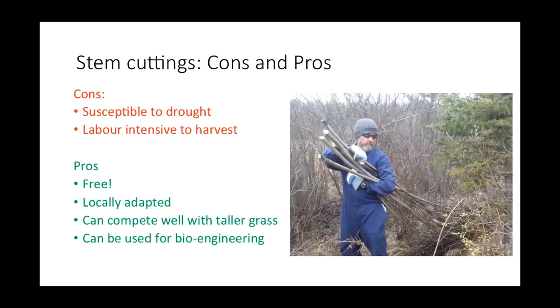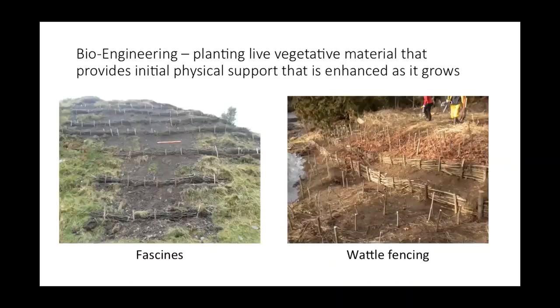They can compete well with taller grass because they're taller than maybe your average seedling, and they can also be used for something called bioengineering. Bioengineering is using cuttings typically, or other live plant material, whose structure provides initial physical support that is enhanced as it grows. So when you first put it in, it's already supporting the bank. Then as it grows up, it forms roots, and those roots sink into the bank and grow up.